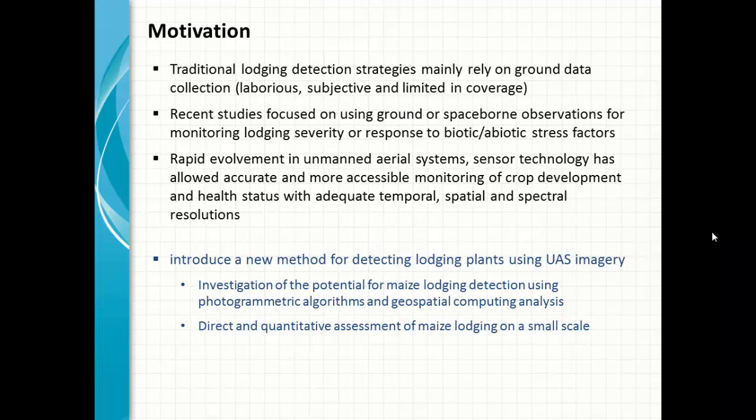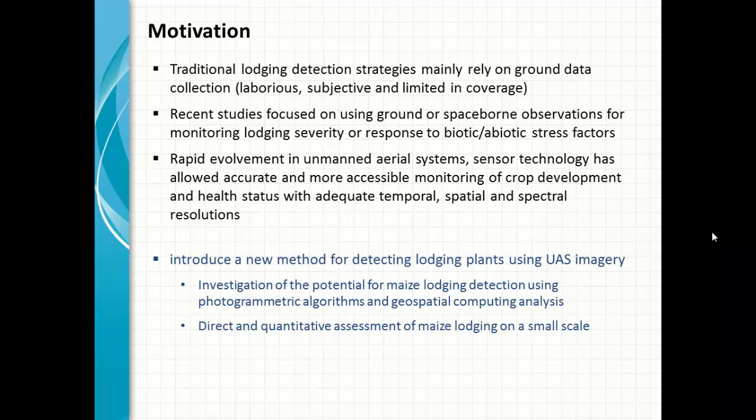Traditional lodging detection strategies mainly rely on ground data collection, which is laborious, subjective, and limited in coverage. Recent studies started focusing on ground and spaceborne observation for lodging severity detection or responses to biotic or abiotic stress factors. Nowadays, rapid development in UAS and sensor technology has allowed accurate and accessible monitoring of crop development and health status with adequate temporal, spatial, and spectral resolutions.